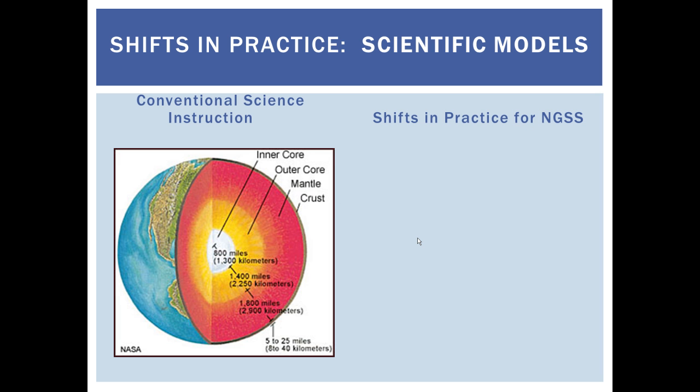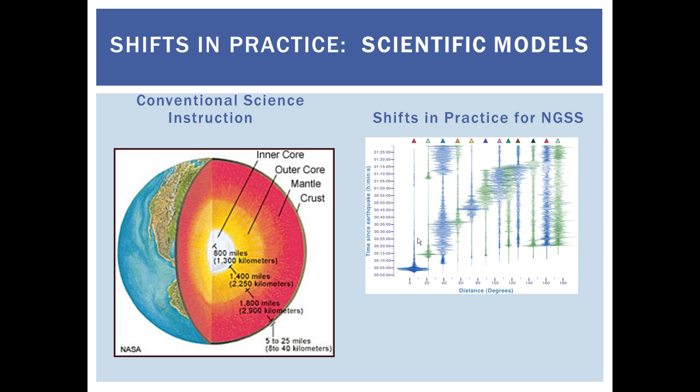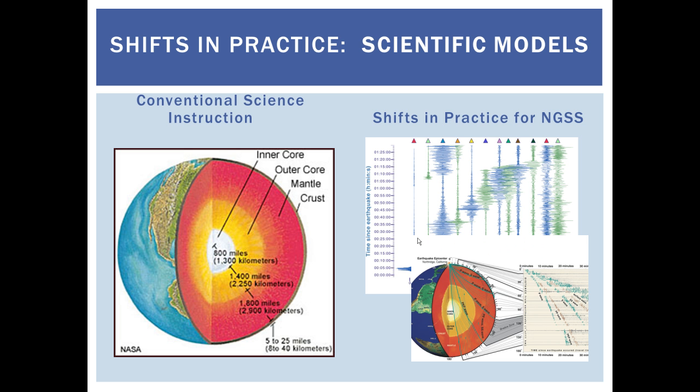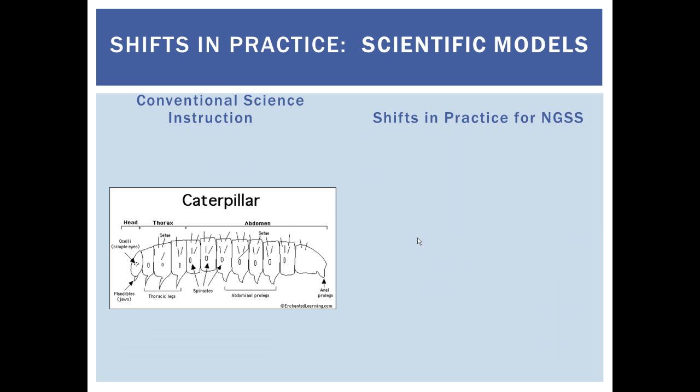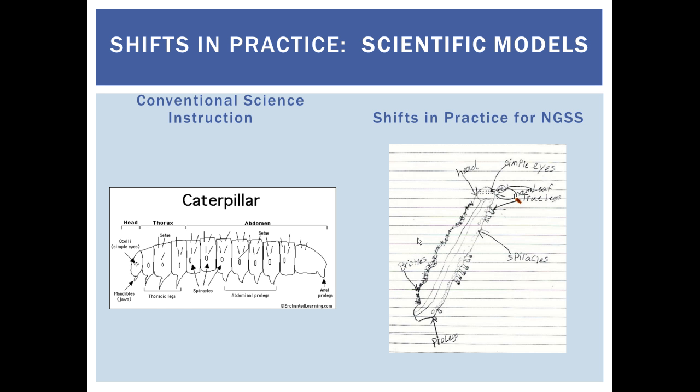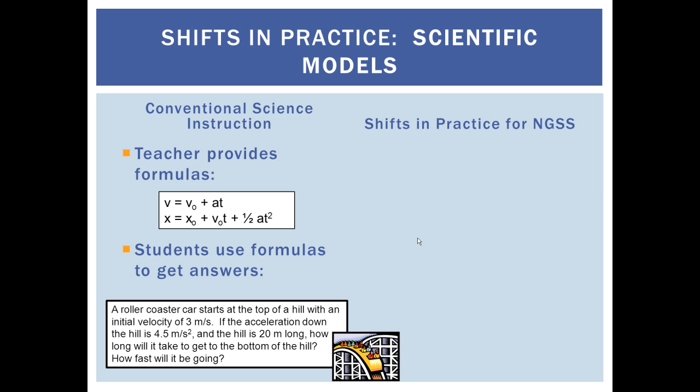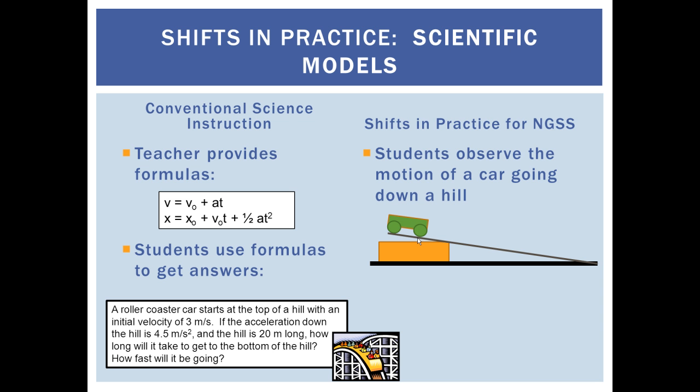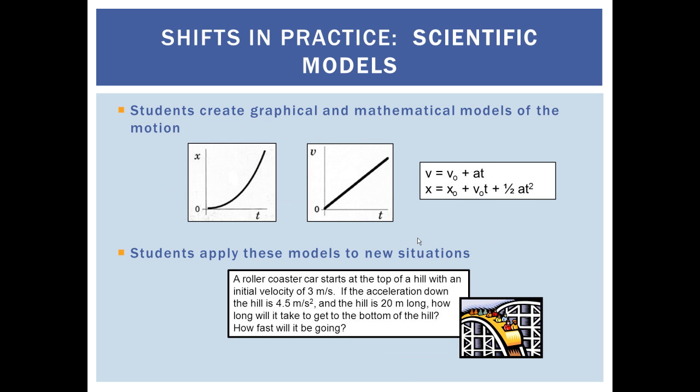Typically, models have been used in science classrooms to show students something, like this diagram of the interior of the Earth. With the NGSS, students will be given earthquake data, and they will create the model of the interior of the Earth from that data, just the way scientists do. Again, instead of being given a model of a caterpillar like this diagram, students will create their own model based on their observations. In another example, in conventional science classrooms, teachers provide formulas and students use those formulas to get new answers. With the new standards, students will make some observations, and from those observations, the students will generate graphical and mathematical models to represent the motion, and then they will apply these models to new situations.